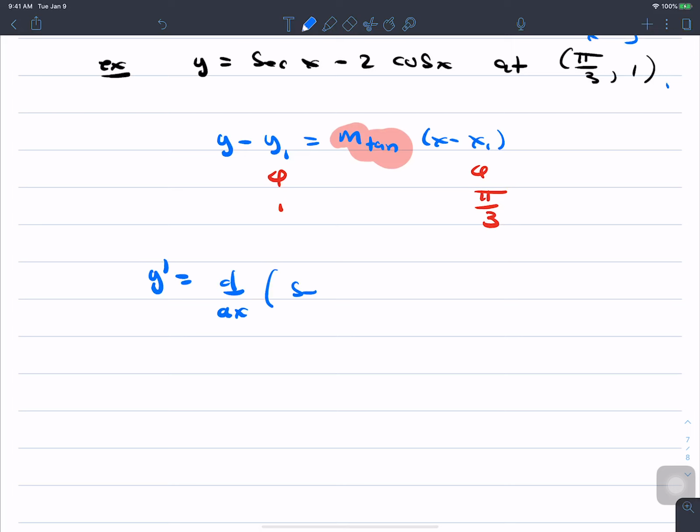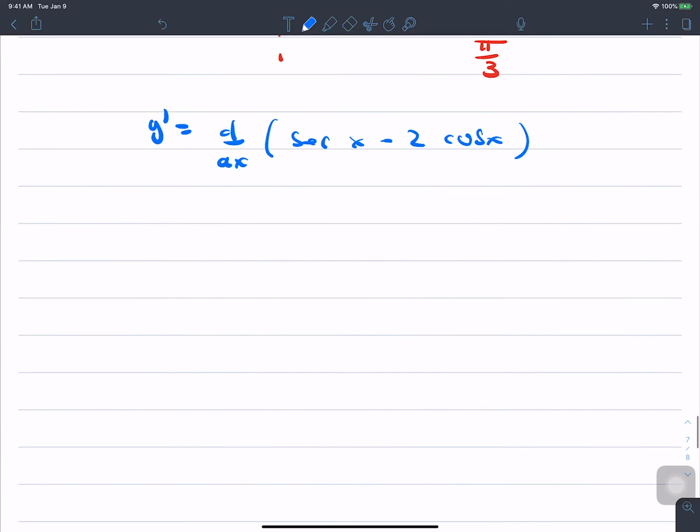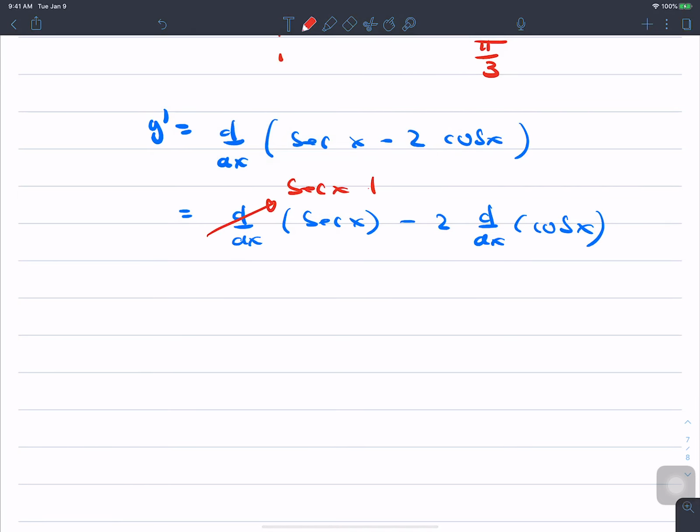d/dx of secant minus 2 cosine. So properties of derivatives: the derivative of a secant minus 2 times the derivative of cosine. So just go through those properties. Derivative of secant is secant tangent. Derivative of cosine is minus sine. So your y prime will become secant tangent plus 2 sine.